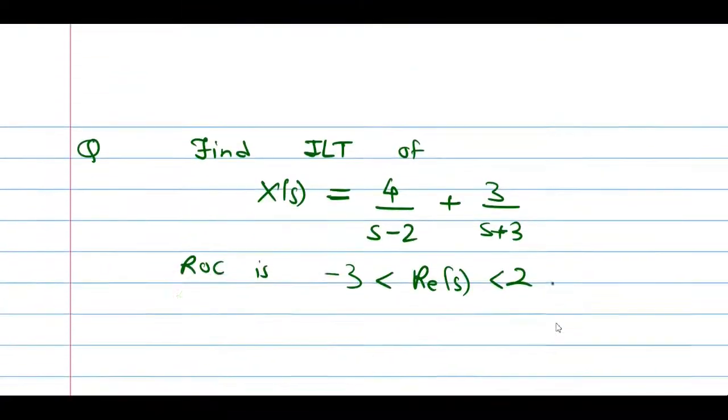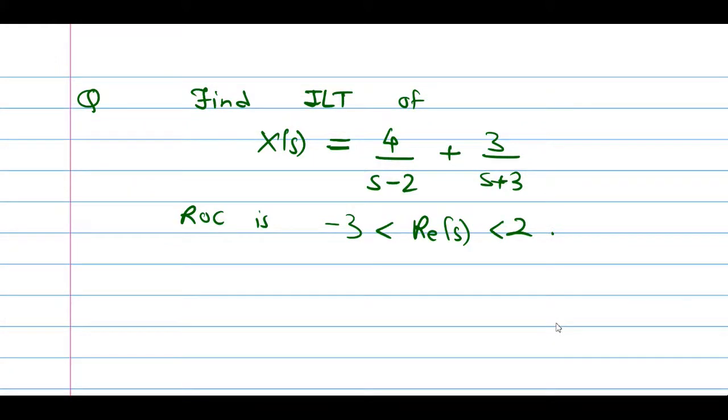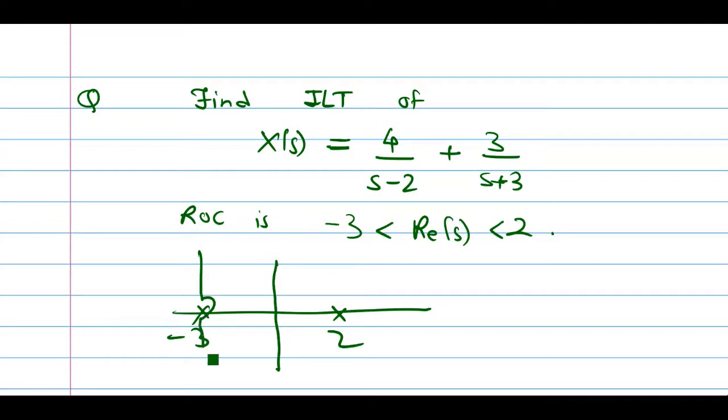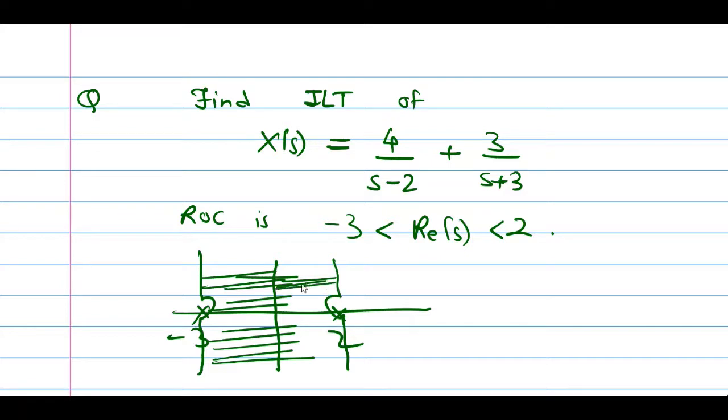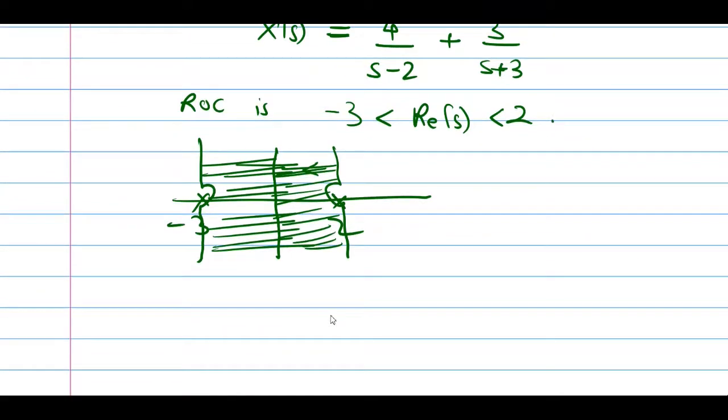Next question, find inverse Laplace transform of 4 upon s minus 2 plus 3 upon s plus 3. ROC given. Okay, so first we mark the pole. S minus 2 equal to 0, that means s equal to 2. S plus 3 equal to 0, that means s equal to minus 3. This is one pole. Now it is greater than minus 3, that means it is going towards this side. And it is less than 2, so it is going towards left side. So ROC is between minus 3 and 2.